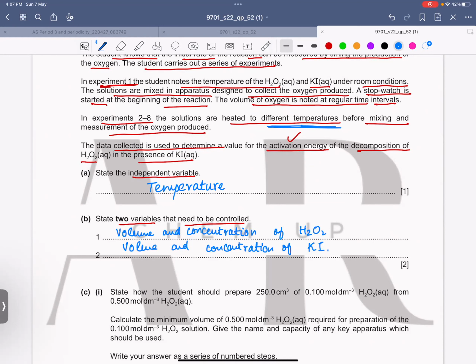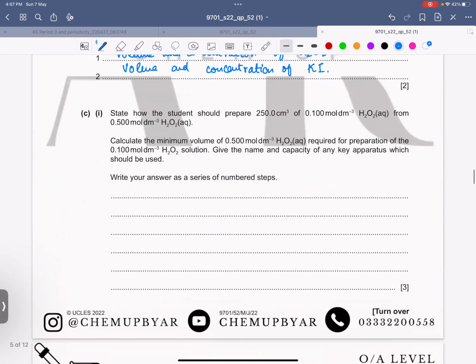So these 2 variables must be controlled in order to observe the effect of the temperature on the rate. Is this clear? Yes, sir. Now, next part.